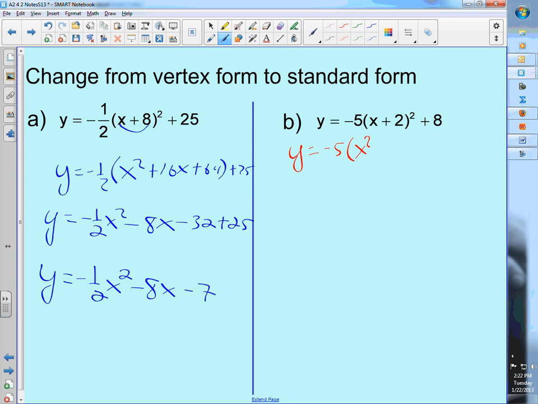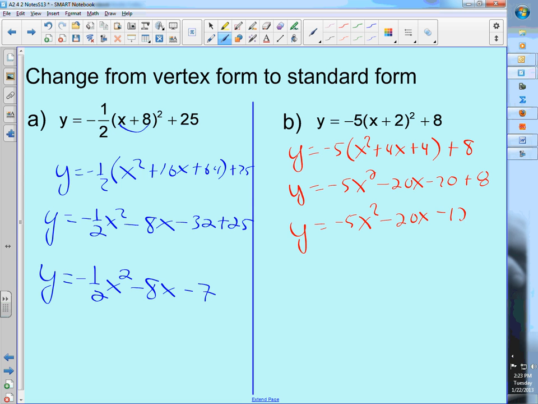So square the first, twice the product, square the last. Then distribute your negative 5. And then combine your like terms. And that would be your general form.